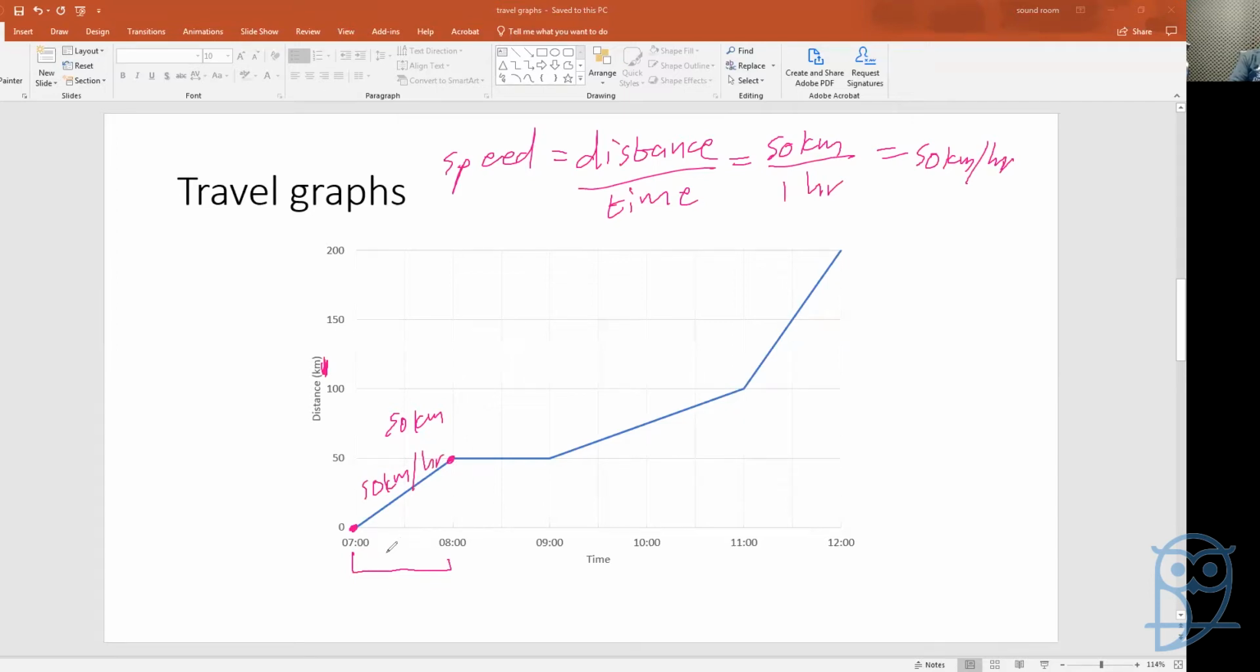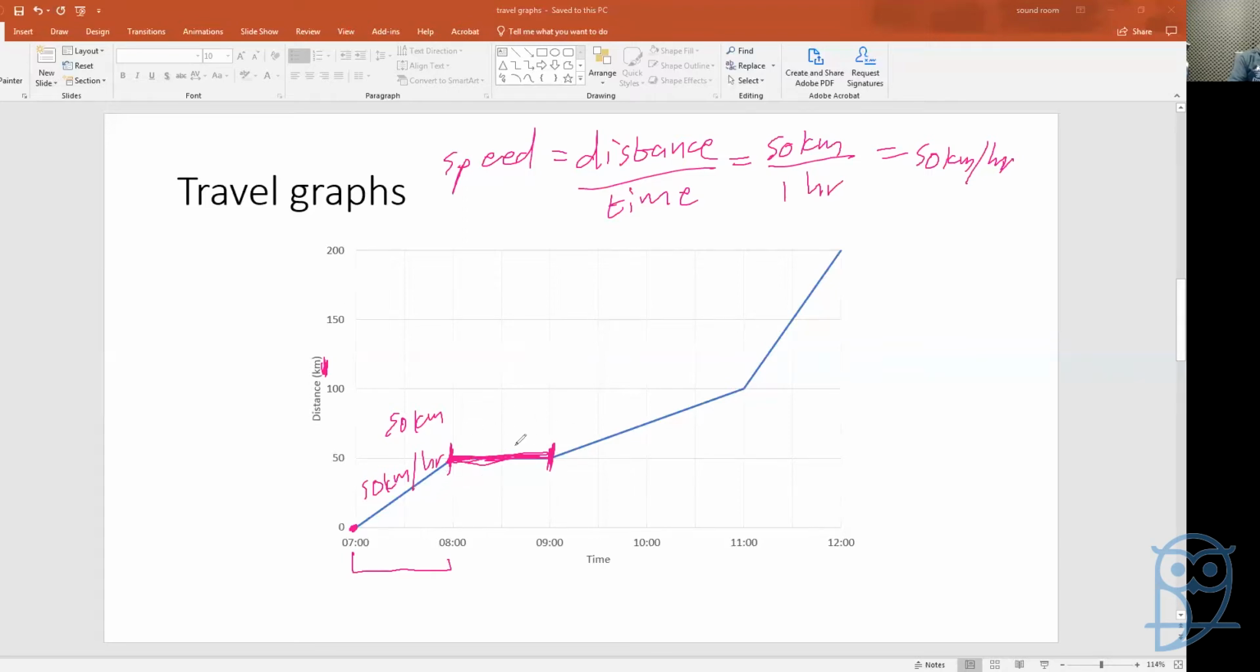How long did they stop for breakfast? Well, we need to be able to see when did they stop for breakfast. Hopefully it's quite clear to see that they stop for breakfast here because their distance is not changing. Their distance from home is not changing. So therefore, in this time, they must have just stopped and are having their breakfast here. How long did it take? It took 1 hour.